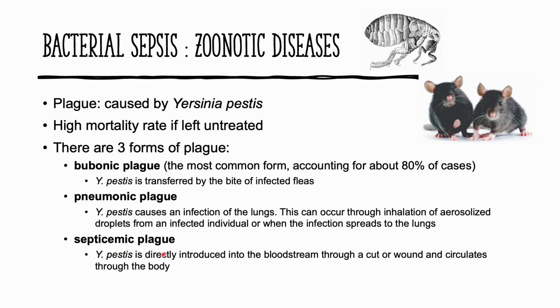And then septicemic is like what we've been talking about, septicemia. This is when Yersinia pestis is directly introduced into the bloodstream through a cut or a wound, and it's going to be circulating through the body. This leads to septicemia, or the active replication of this bacteria in the bloodstream, and a very extreme immune response.